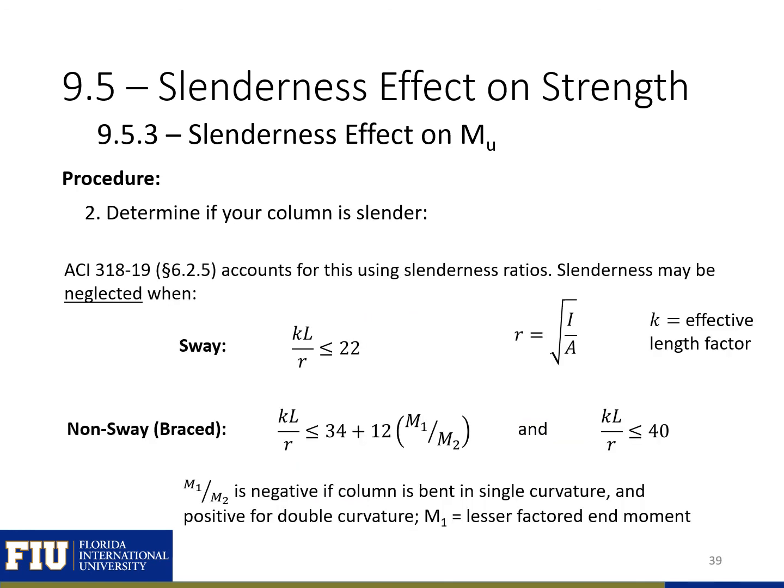We next need to determine if our column is actually slender. So ACI allows us to neglect slenderness when our KL over r is less than some constants, depending on whether we're sway or non-sway, or braced column. So we remember our r factor is equal to the square root of I over A. And remember that for these ACI expressions, our M1 over M2 is negative if our column is bent in single curvature, positive for double curvature, and our M1 is the lesser of our factored end moments.